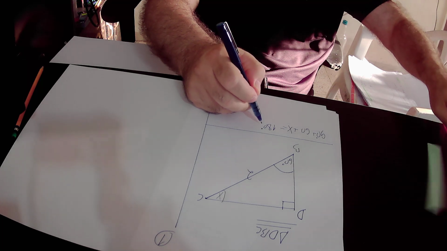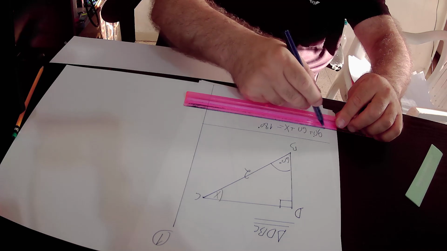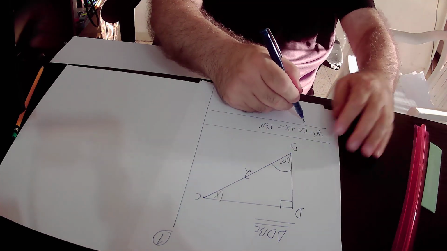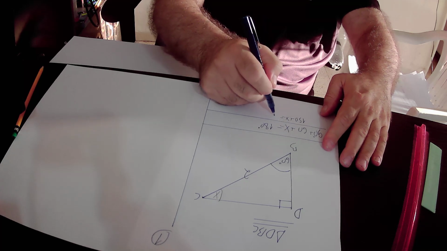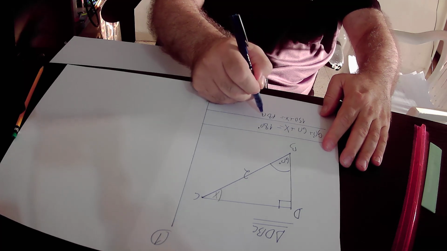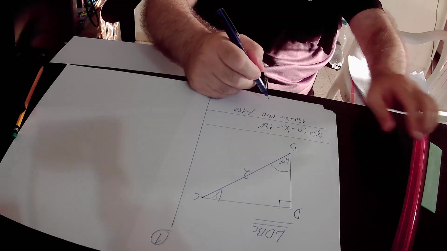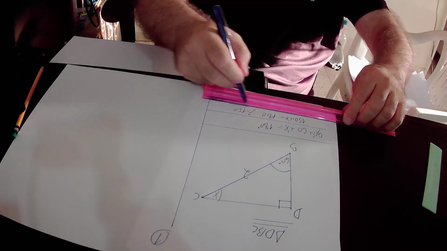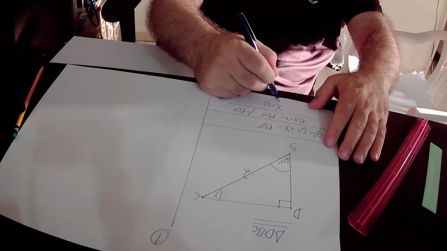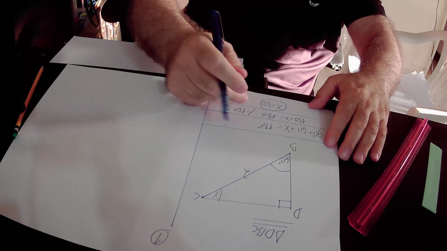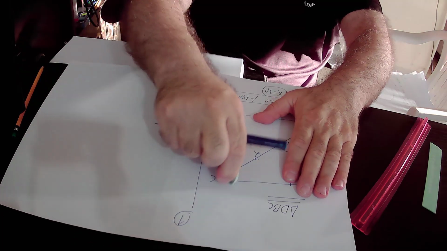So here 90 degrees plus 60 degrees is 150 degrees, and 150 degrees plus x must be equal to 180 degrees. Here we subtract 150 degrees from this equation, and we get that the missing angle x is equal to 30 degrees. So this angle x equals 30 degrees.